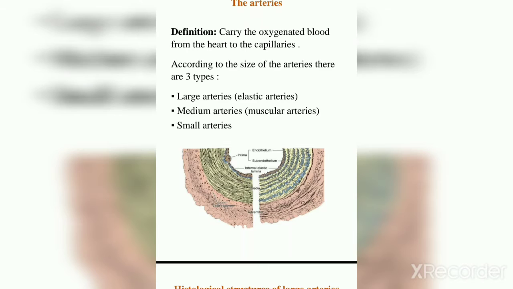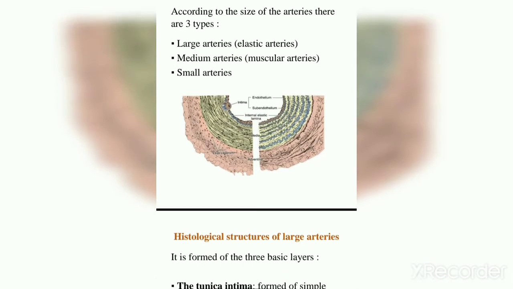The arteries. Let's move on to arteries. Definition: they carry oxygenated blood from the heart to the capillaries. According to the size of the arteries, there are three types: large arteries, which are elastic arteries, medium arteries, which are muscular arteries, and small arteries.